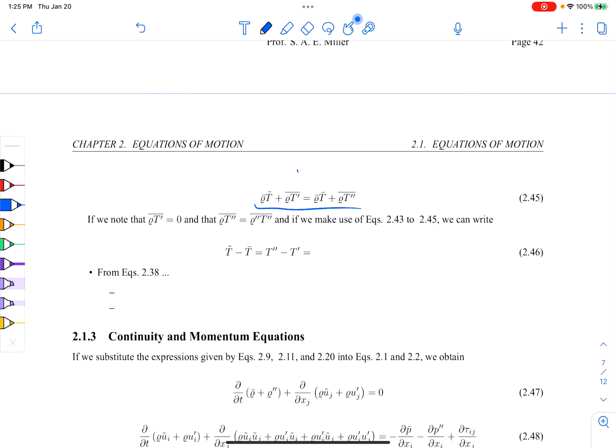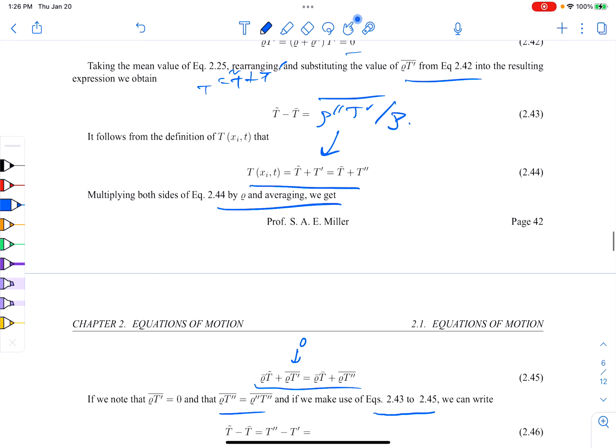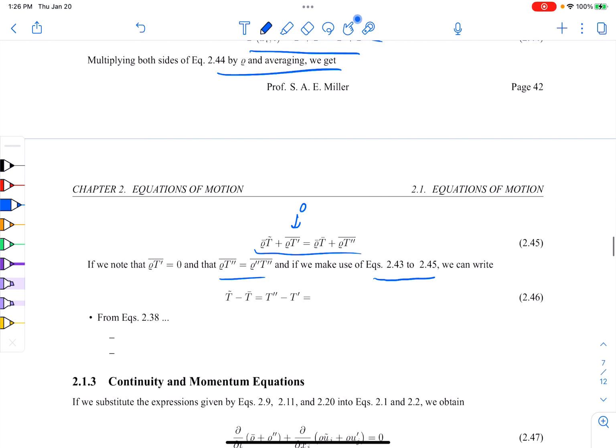And once again, you'll note that this term is 0 because it's averaging a fluctuating term. And then we'll get rho t double prime equals rho double prime t double prime using equation 2.43, 2.45. So we'll combine them. So there's 2.43 right here. Combining them, we should get, if I do the math right, rho double prime t double prime bar over rho bar equals rho double prime t prime over rho bar.